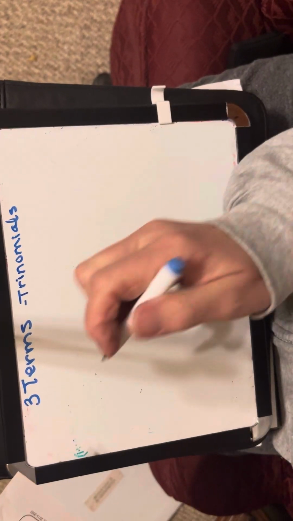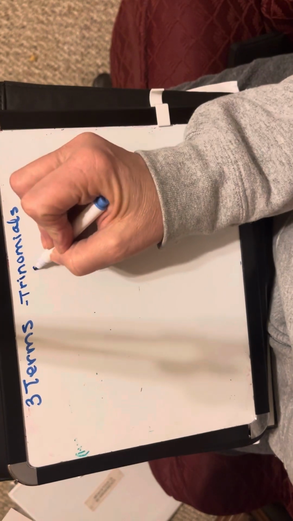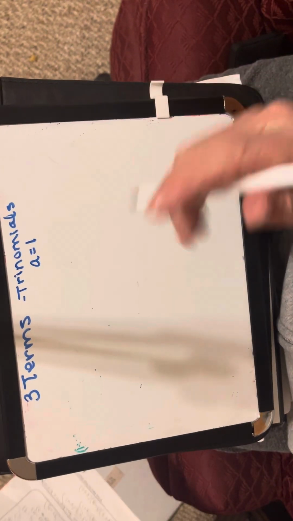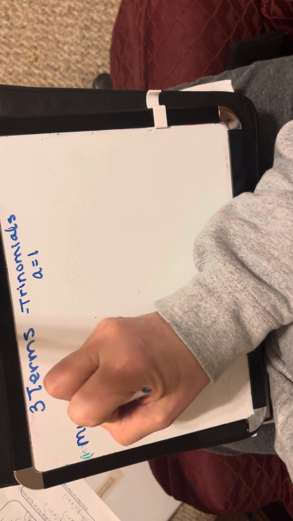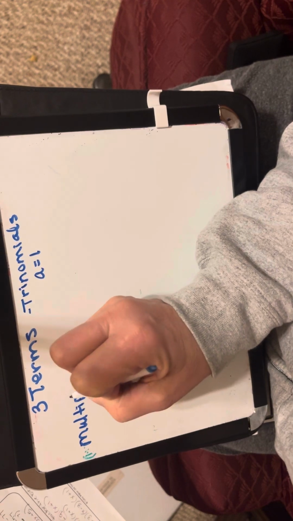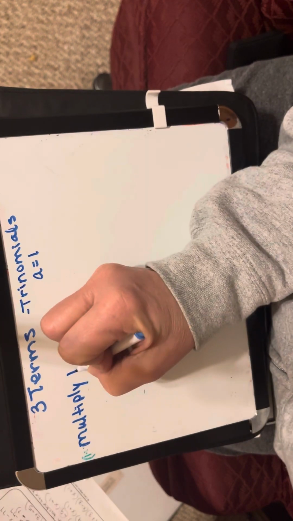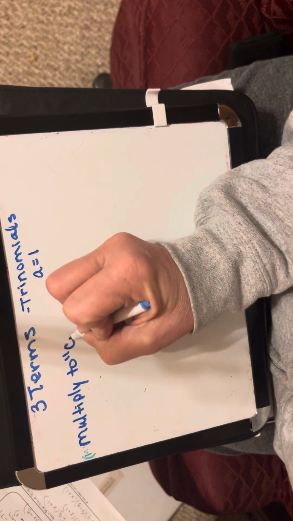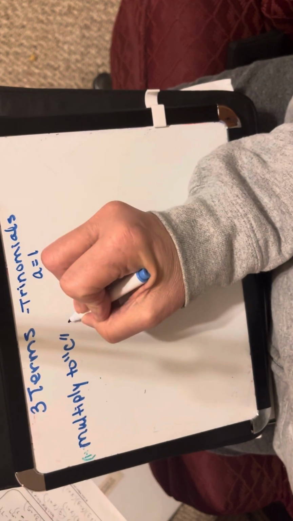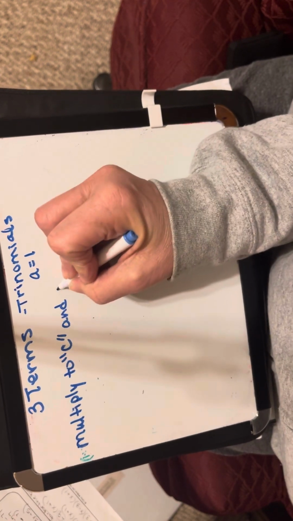Okay, this is three-term trinomials when a is equal to 1. So when a is equal to 1, remember that they're going to multiply to get c and add to get b.